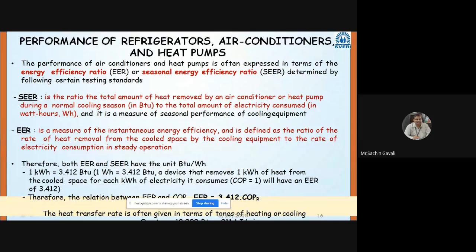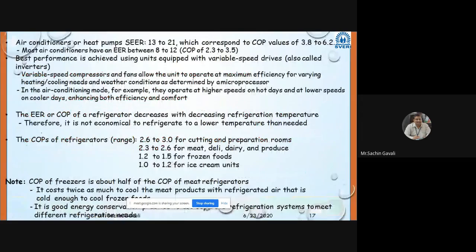And here these terms are required in the market when we are selecting a refrigerator. These are the terms we have to take into consideration. The COP of refrigerators is different when we want to store different food materials. The range of COP is going to be different for the different foods that we are going to store.